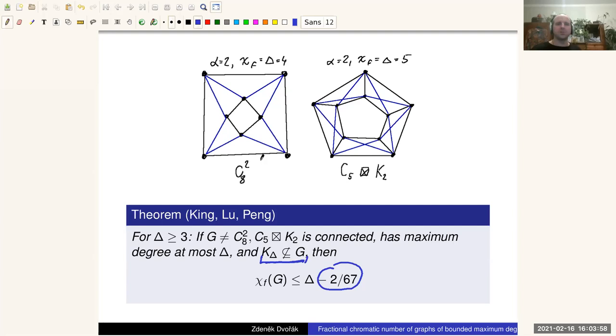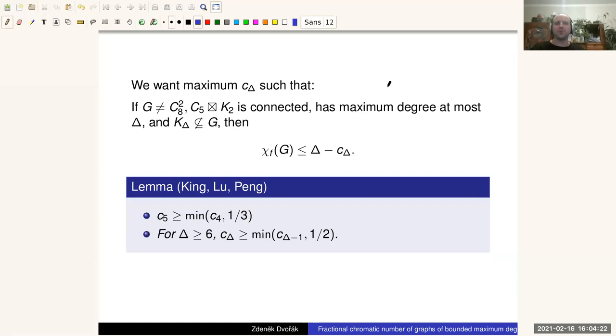There are these two exceptional graphs, one with fractional chromatic number exactly 4, and one with fractional chromatic number exactly 5. But aside from these sporadic examples, you can always get at least some improvement. And therefore, we can ask the question: what is the best possible improvement? So for each delta, we want to know the largest number C that we can write here that works. So we know that for every delta, at least 3, by this result of King and Pang, we have C delta at least 2/67.